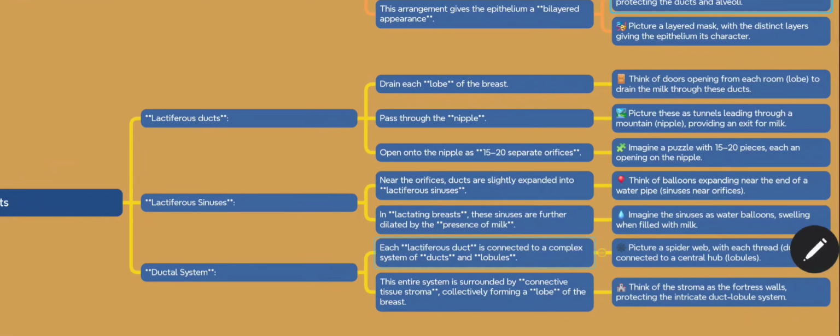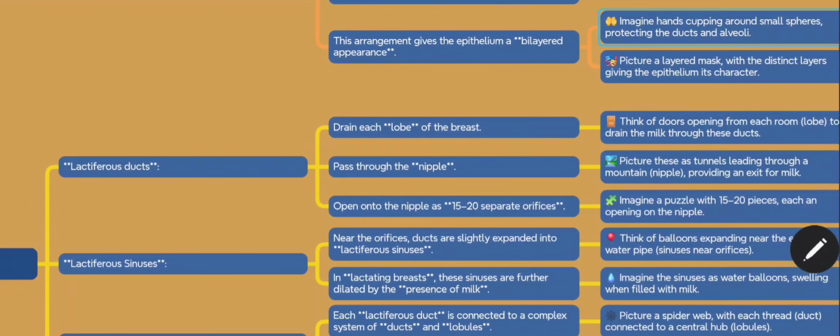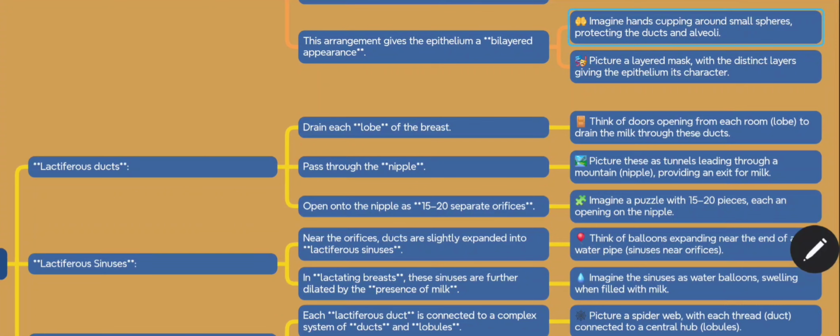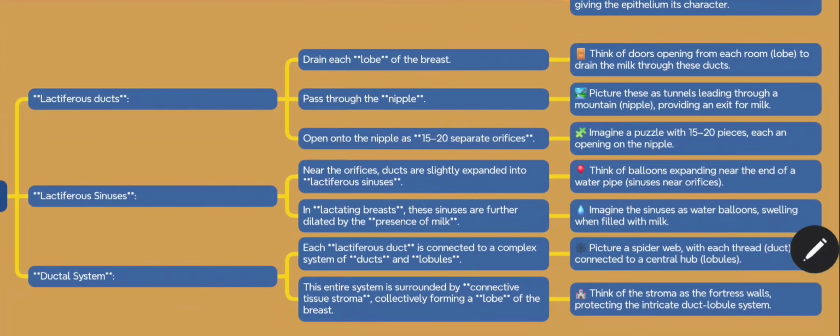Then the lactiferous ducts drain each lobe of the breast. So think of doors opening from each room, from each lobe, to drain the milk through these ducts. The lactiferous ducts have three points: they drain each lobe of the breast, pass through the nipple, and open onto the nipple as 15 to 20 separate orifices. It's like 15 to 20 separate puzzle pieces. That's lactiferous ducts.